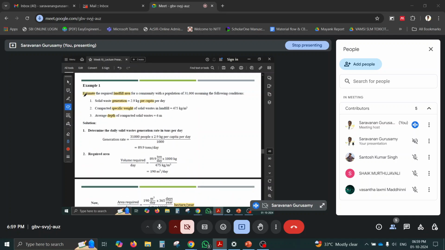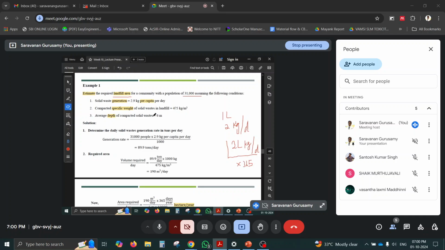Here is the first example, asking us to estimate the landfill area required. If I am going to design a landfill for Tiruchirappalli, I will first calculate how much population is in Trichy. If it is 1 lakh population, and each person is generating around 2 kg of waste per day, then 1 lakh into 2 kg will be 2 lakh kg per day. That is the solid waste generation rate. If I want per year, I will multiply with 365. So that much waste is generated.